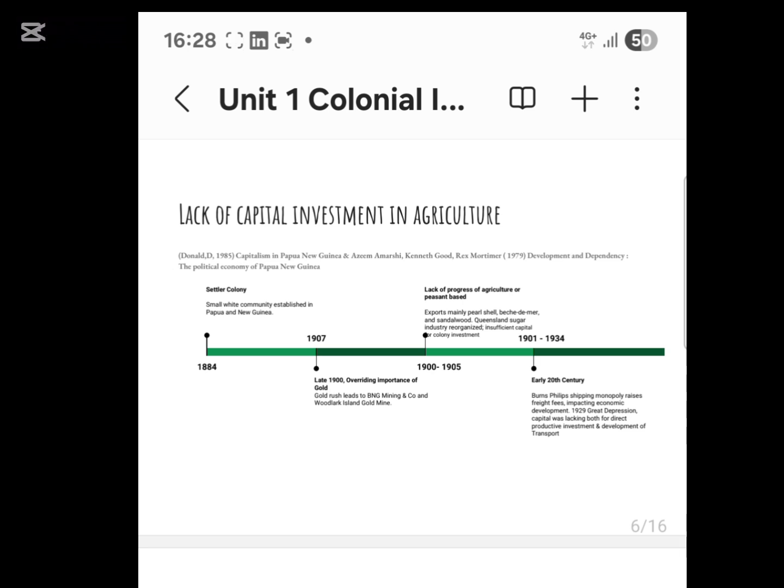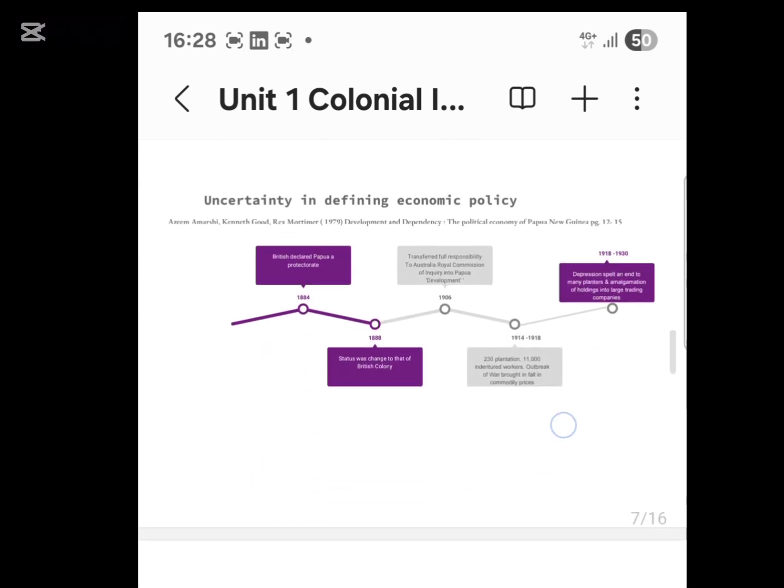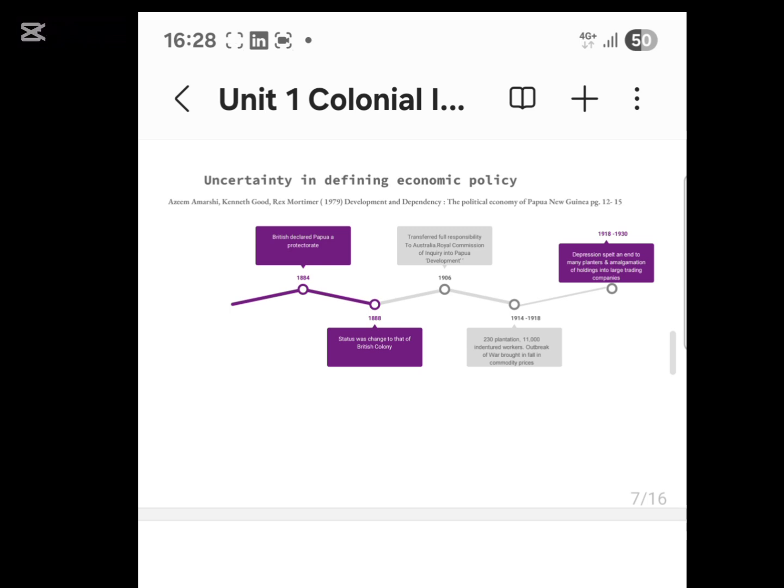Okay, let's look at the next theme, which is uncertainty in defining economic policy. Now again here, the position of Australia, and Australia itself as a country, as a state, has had a big impact on Papua New Guinea's development, politically and economically. And it still does today. We cannot fully understand the story of Papua New Guinea without understanding the history and the relationship of Australia.